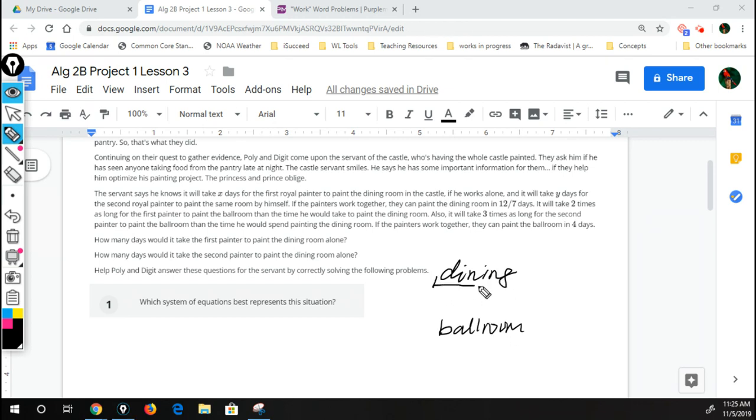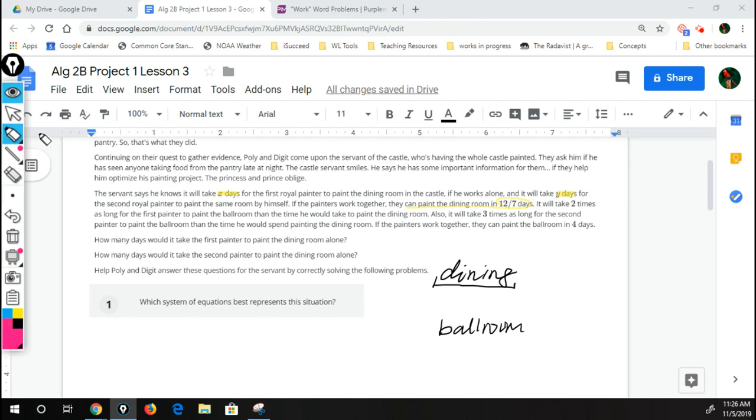Everything involving the dining room is going to be in 1 equation. So let me just first identify all of that information about the dining room. We have 1 painter that takes X days for that dining room. And then we have another painter that will be Y days. And we know if they paint together, it will be 12/7 days total to paint just the dining room.